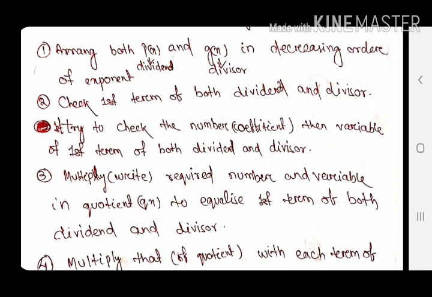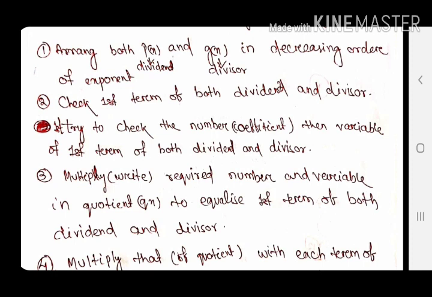Now we will discuss the exact steps through which we can divide a polynomial by another polynomial. I also discussed this very clearly in class 9, and again I will follow the same steps. The first step is to arrange both p(x) and g(x), the dividend and divisor, in decreasing order of exponent. For example, first the cube, then the square, then x, then the constant. In the question it may not be arranged, but we will arrange it.